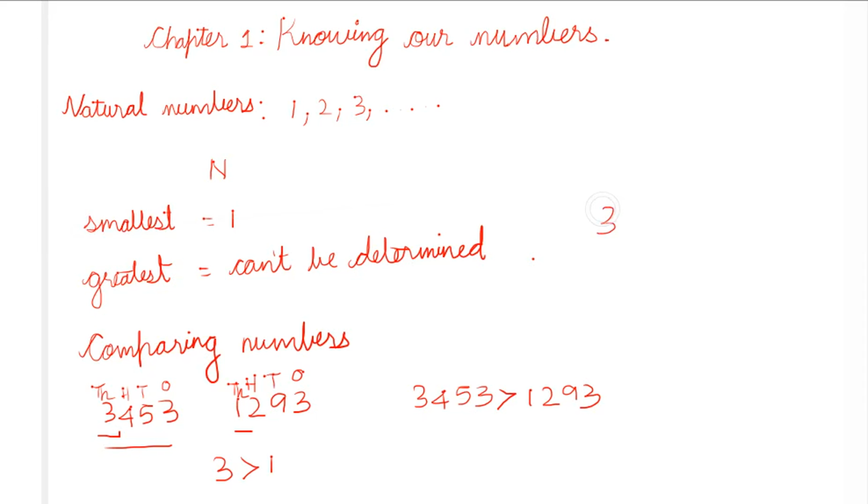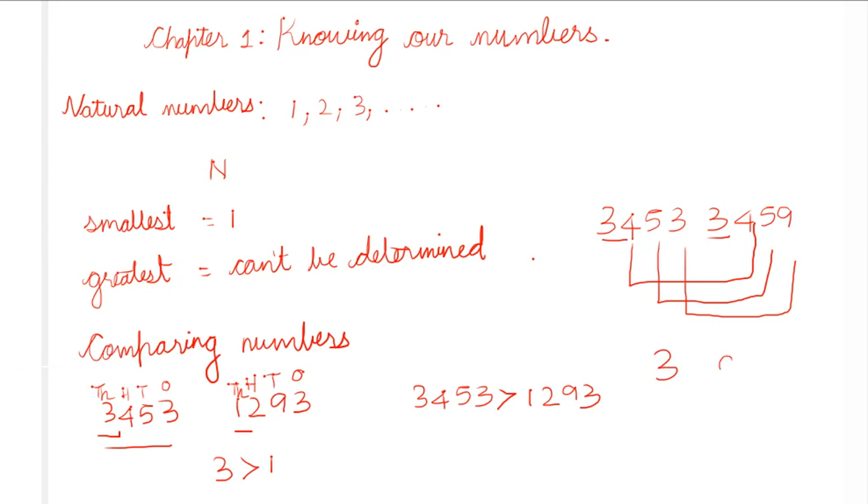What if you are given 3453 and 3459? That time, once you compare the thousands place, you will have to move on to the hundreds place. So the hundreds place is also the same. Then move on to the tens place. Then move on to the ones place. So in the ones place you have 3 and 9, which means 9 is greater. Therefore 3453 is lesser than 3459. So this is how you need to check which of the given numbers is greater than the other.